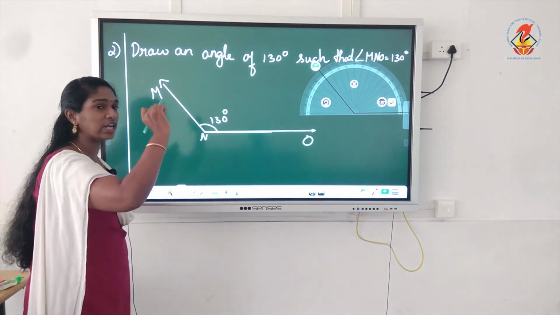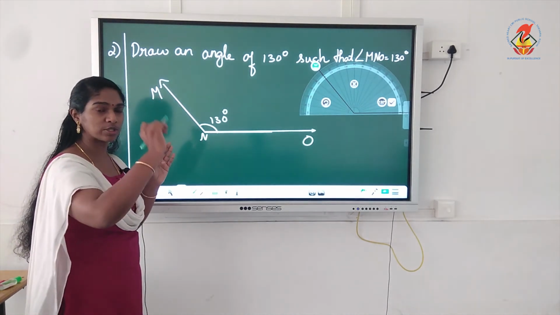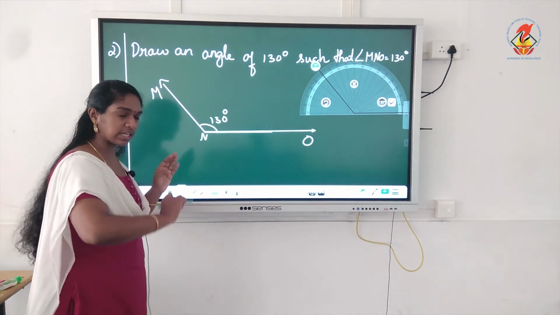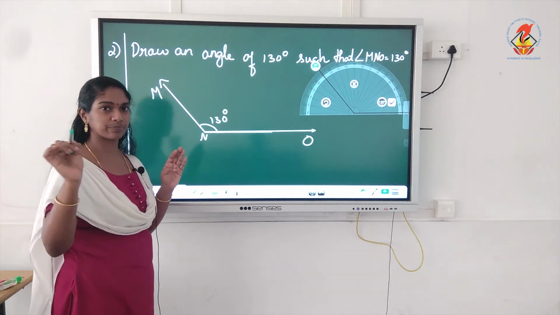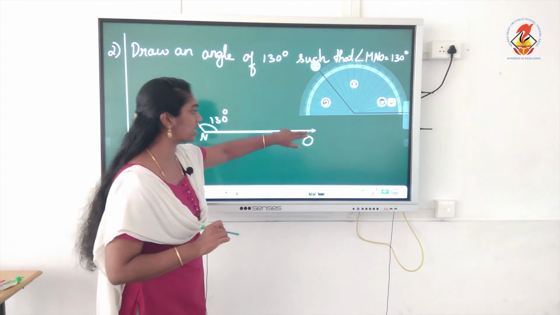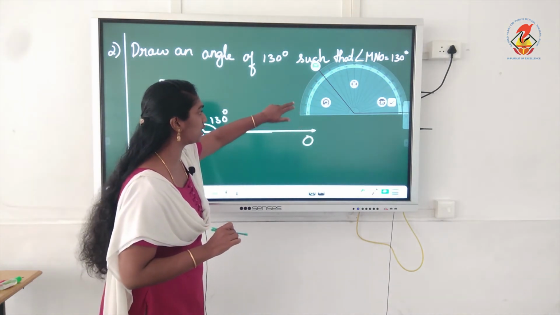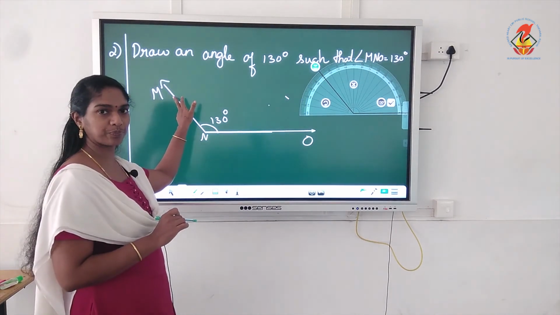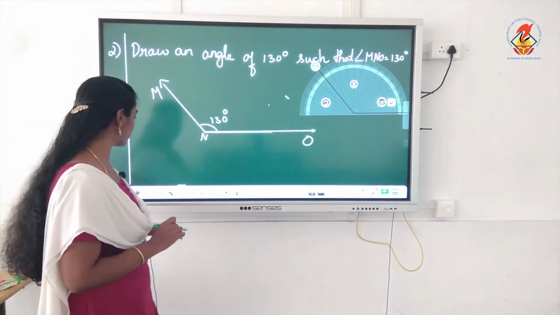With your hand, you count how much you want. Simply don't read it; keep your hand on top of that and read it. Then see which angle. So here I have taken the inner scale. From there 0, 10, 20, 30, 40, I'll read. I reached 130 degrees. Okay, children, so this is how you have to do it.